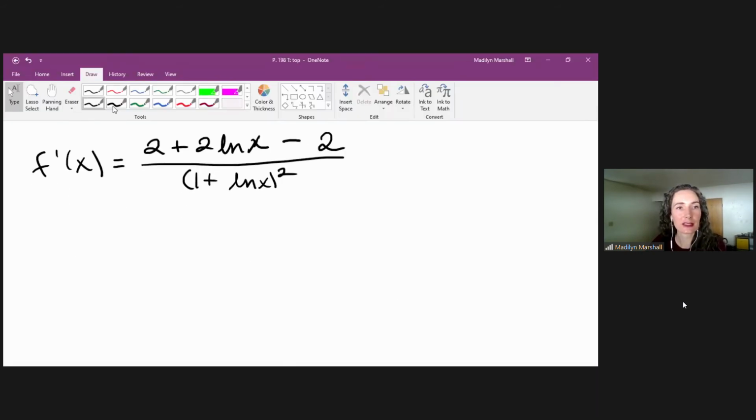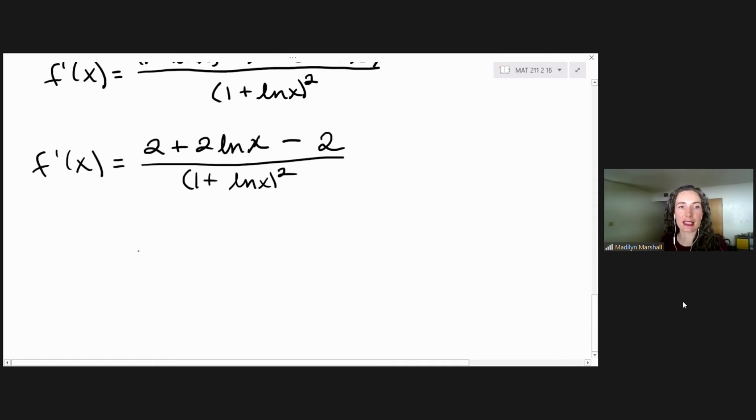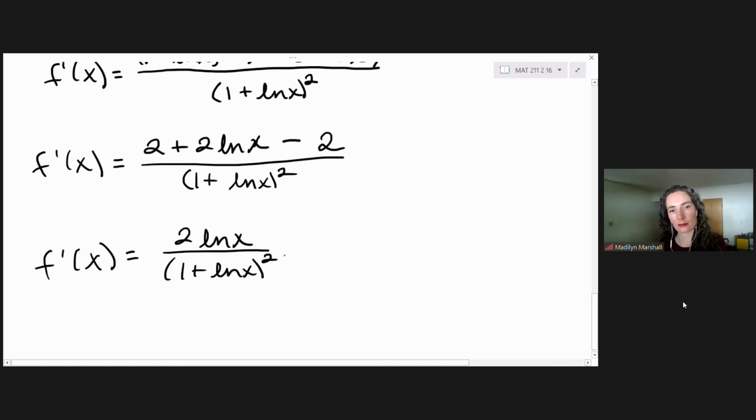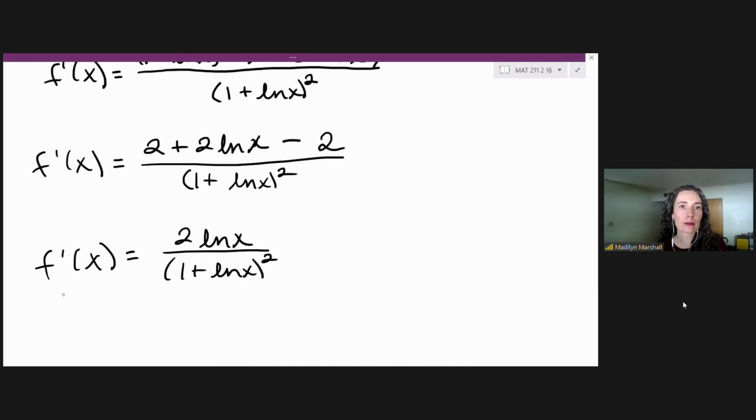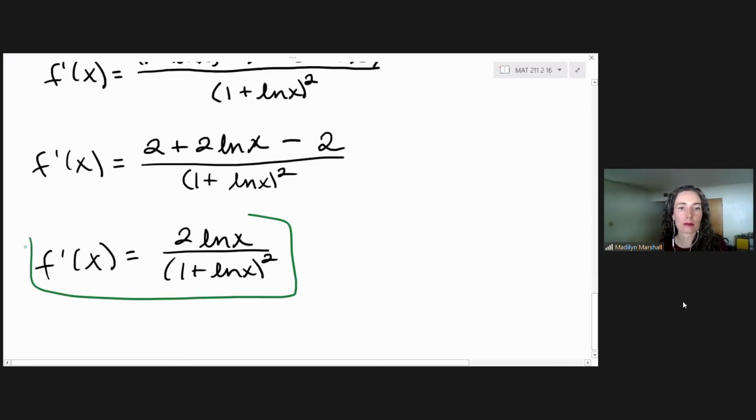And lastly, those twos on the ends of the numerators cancel. And that's our derivative.